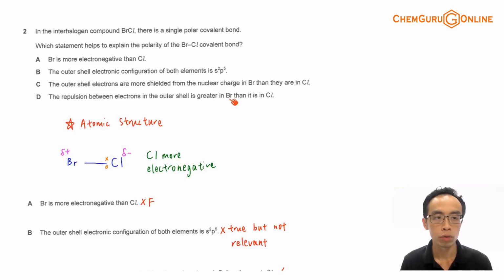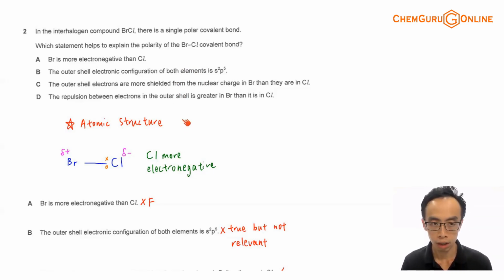Now let us move on to question 2. Question 2, in the interhalogen compound BrCl, there's a single covalent bond which is polar. Which statement helps to explain the polarity of the BrCl covalent bond? We have 4 options, A, B, C, D, and we will try to look through each one of them and see which one can explain why your BrCl bond is polar, and which is the delta plus and who is the delta minus.